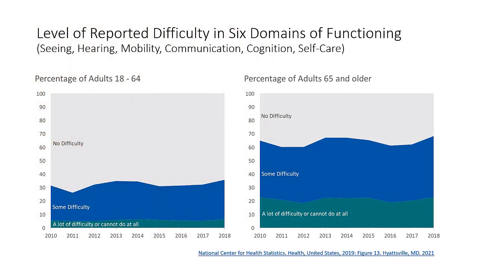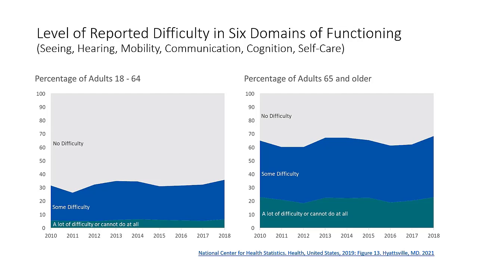I've included a couple of graphs here to show the level of reported difficulty in the different domains of functioning. Now, this encompasses all 6 domains, but in the graph on the left, for adults who are 18 to 64, only about 5% report having a lot of difficulty or cannot do it at all. About 25% say some difficulty, but fully 70% have no difficulty.